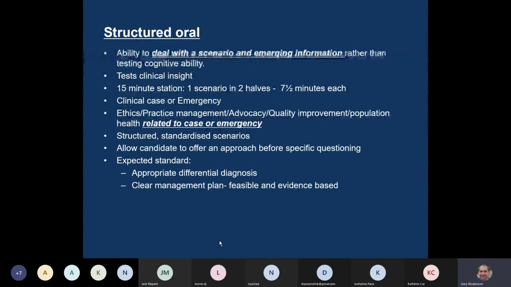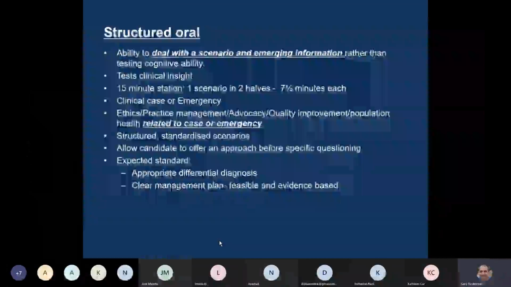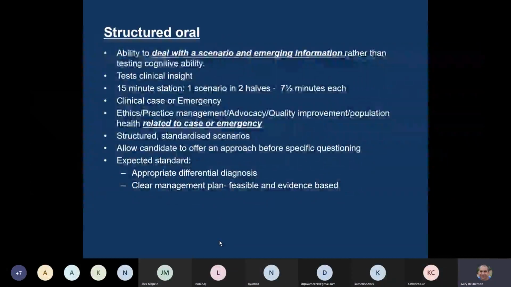At around about halfway through the station, the examiner will shift, and you'll know they're going to do it, and you're expecting it, and some of them are better than others at doing it, but it will happen with all of them, to the second half of the station, which will deal with ethics or legal or advocacy or some sort of aspect that is related to the same case, but not specifically related to the clinical aspects.